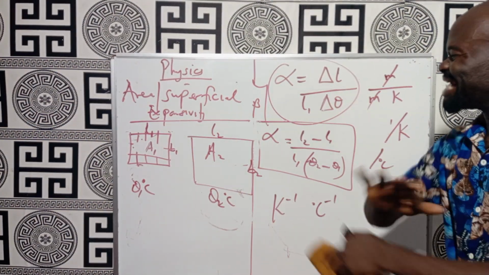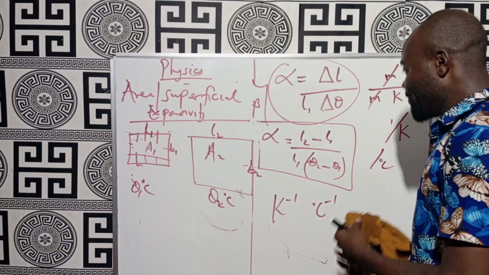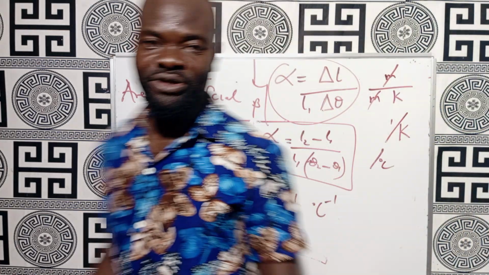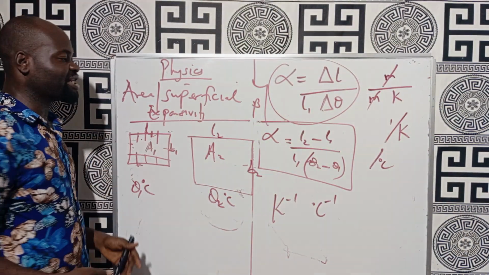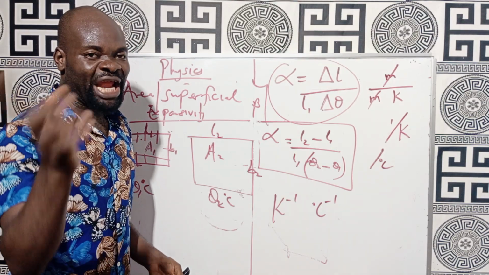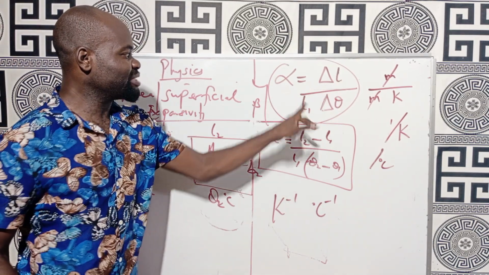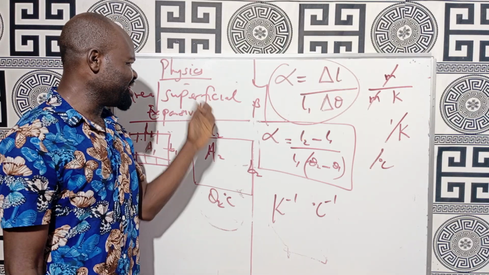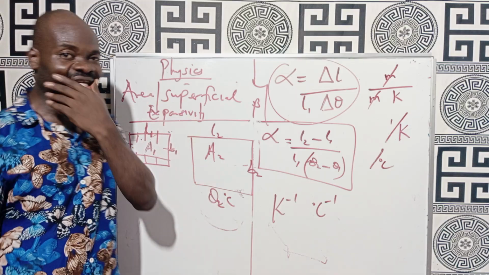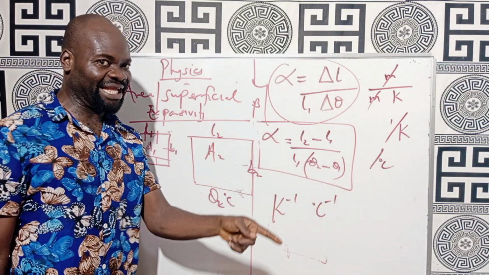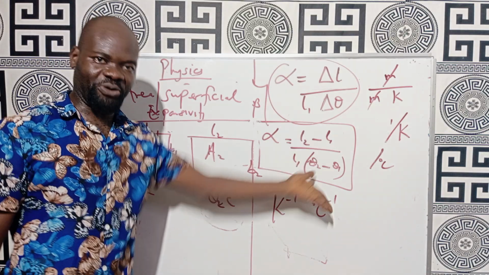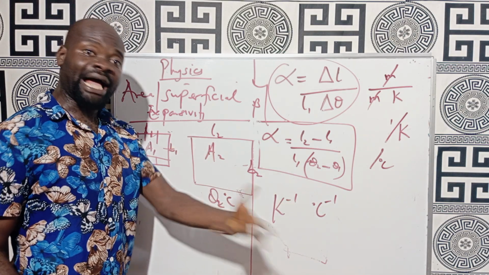They follow the same pattern. Let me define it for you. What is area expansivity or superficial expansivity? It's similar to linear expansivity. Just go and check linear expansivity: whenever you see L, you put area. L for linear, A for area. So how do you define it? Area expansivity is defined as the increase in area, not length again, per unit area for each degree rise in temperature. I only remove length and put area.